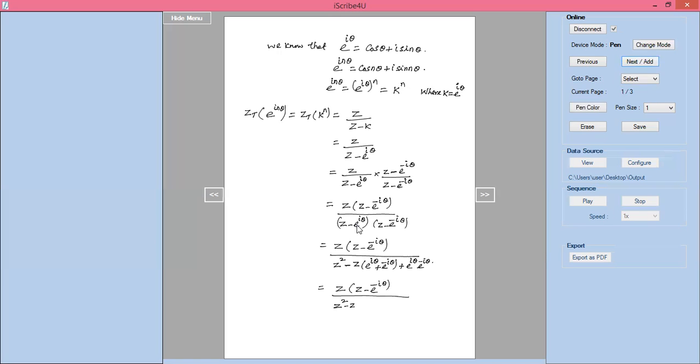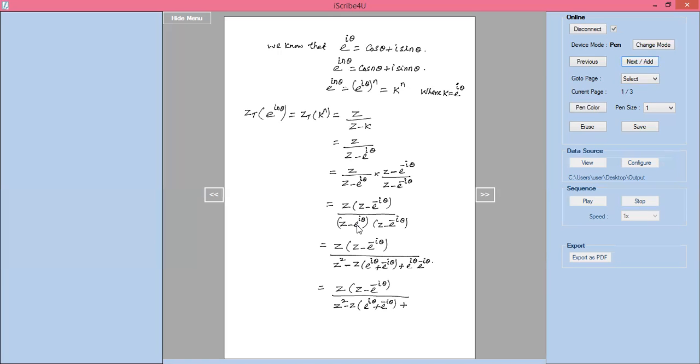plus e power i theta into e power minus i theta. A power m into a power n is a power m plus n. If you add plus i theta minus i theta, you will get 0.